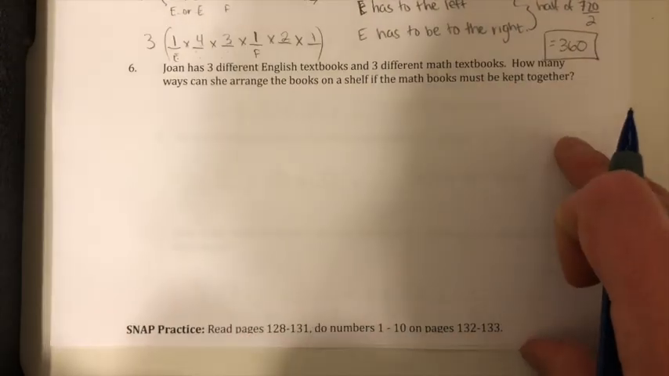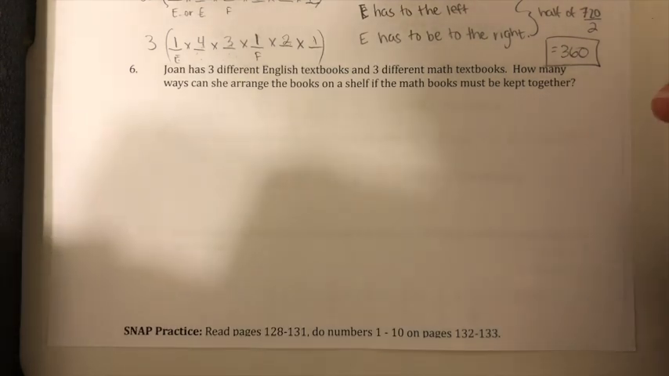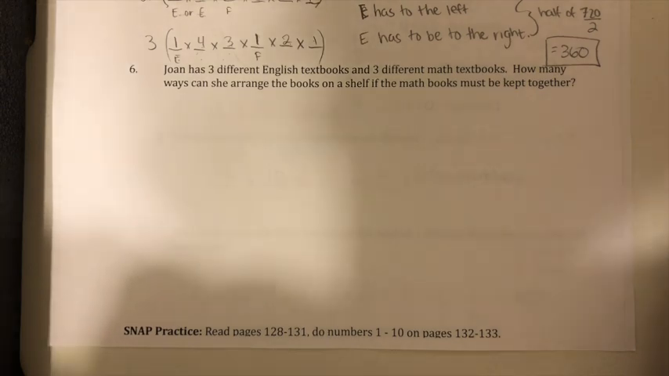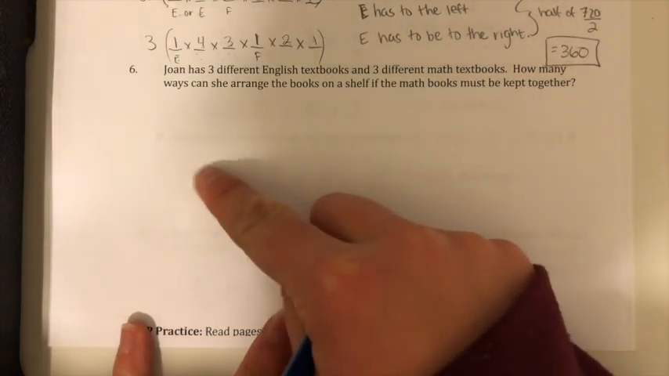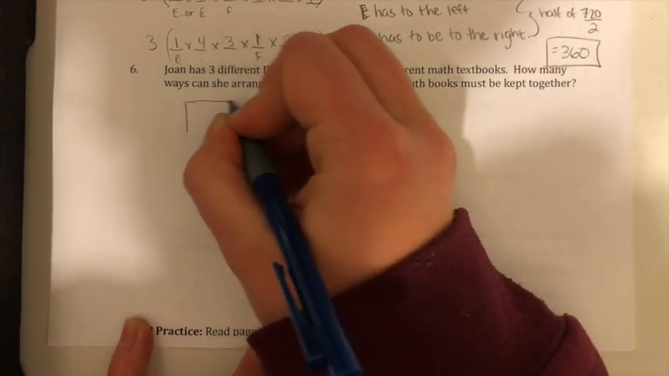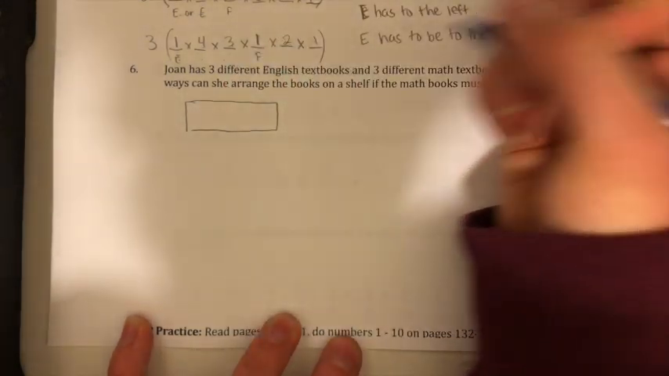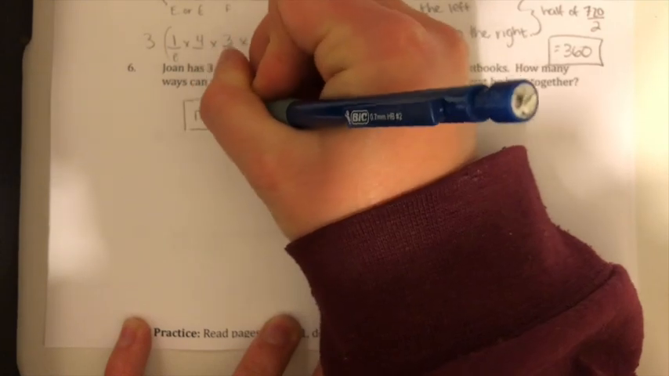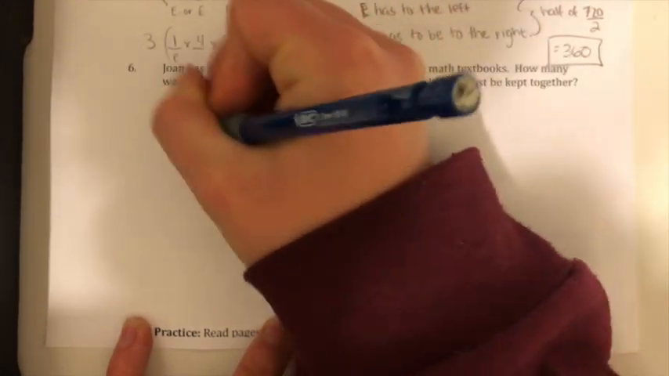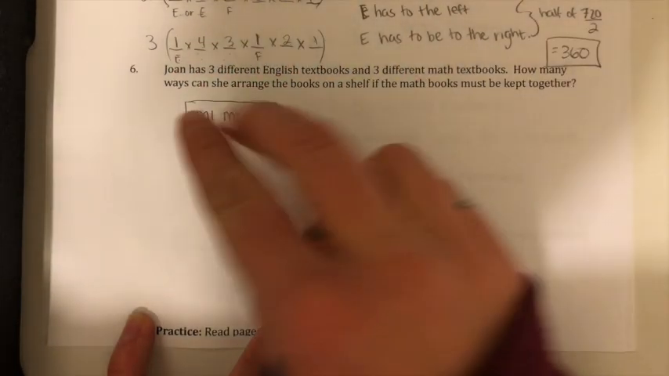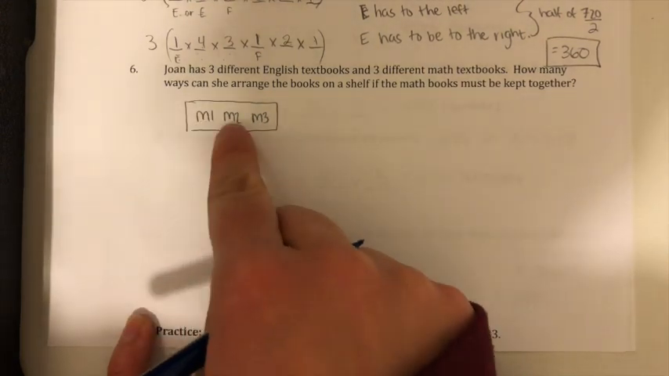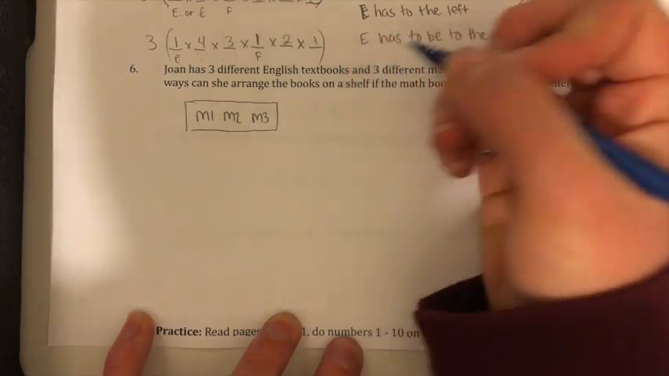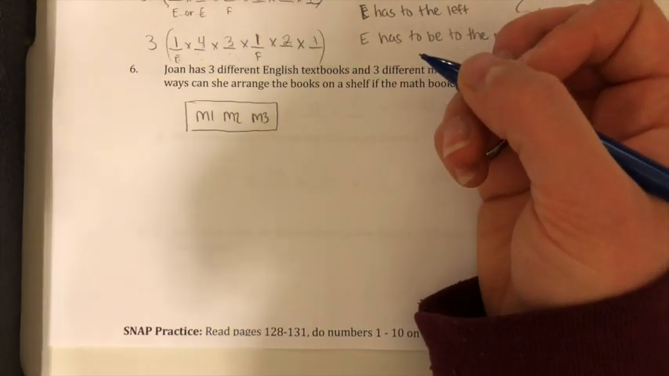Joan has 3 different English textbooks and 3 different math textbooks. How many ways can she arrange the books on a shelf if the math books must be kept together? Okay, so this is that same situation where we're going to group the math books in one kind of, I call them Scrabble tiles. So we can move math 1, math 2, math 3 around within that box, and they can go in any order. So it could go 1, 2, 3, or 1, 3, 2, or 3, 2, 1, or whatever.